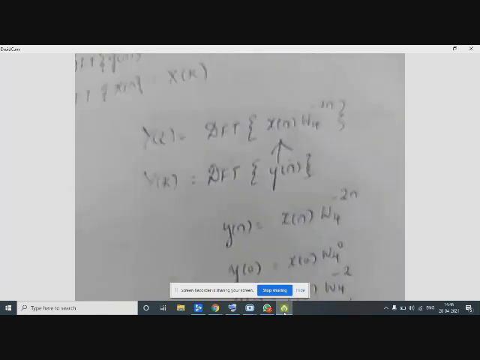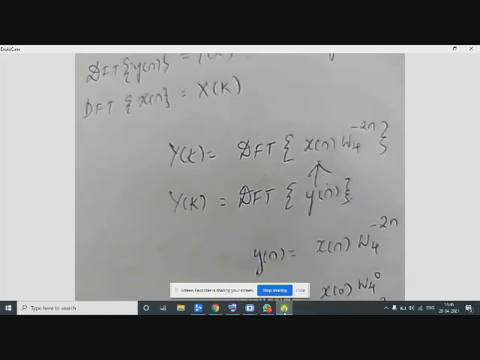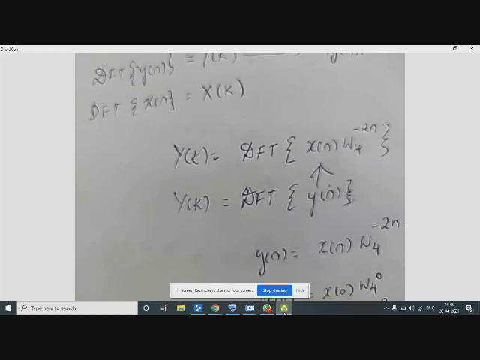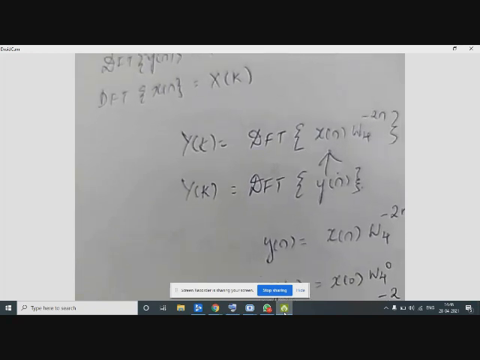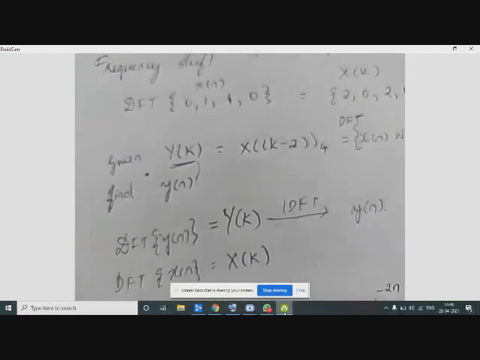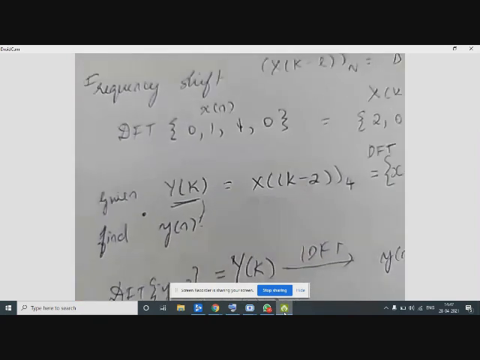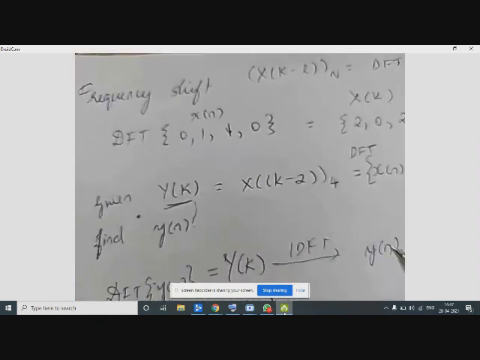Write it. Okay. One by one I'll show you again. See, Y of k is DFT of x of n into W4 power 2n. Okay. Do you have this, or do you want me to go back? The question given is this. Since I have written it, I will go back and show you one by one again. The question given is this one.